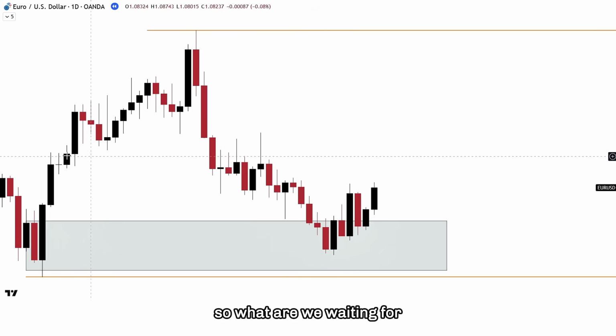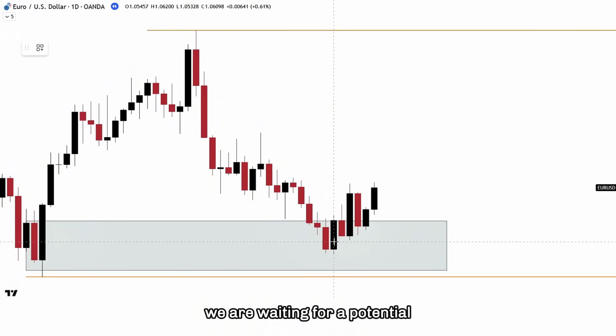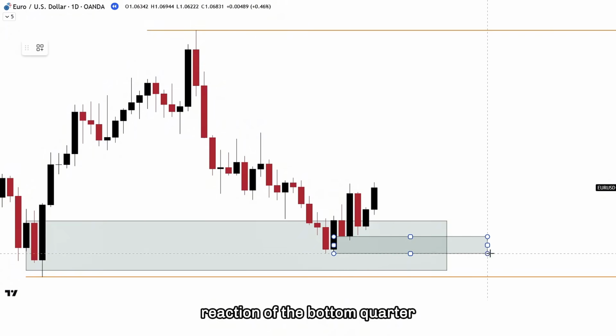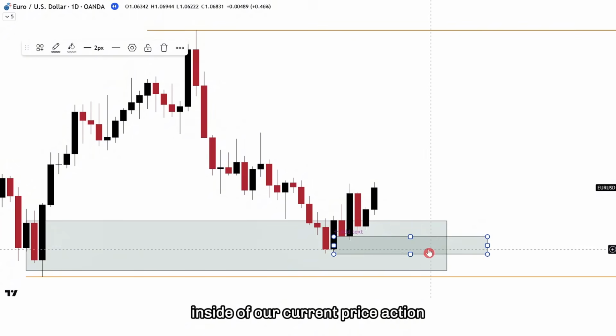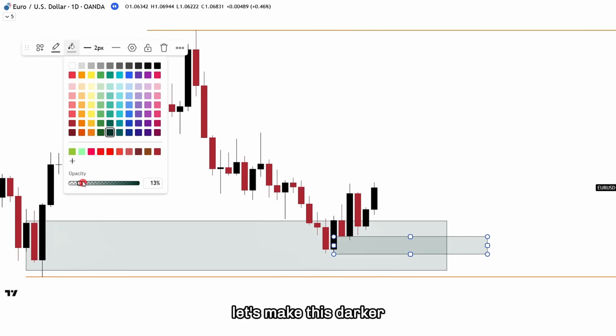So what are we waiting for? We're waiting for a potential reaction of the bottom quarter inside of our current price action.